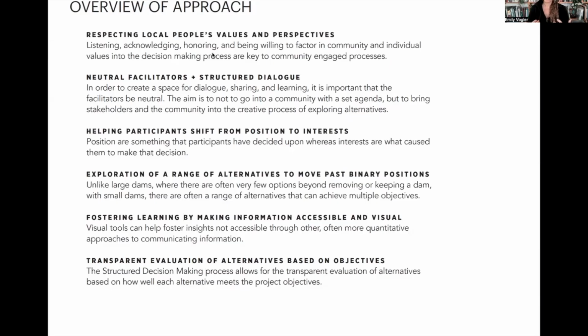And so we did some follow-up research with colleagues that primed different conversations with position-based statements versus interest-based statements. And we found across the board that interest-based conversations lead to greater possibilities in terms of creating the space for creative brainstorming and negotiation. Exploring a wide range of alternatives to move past these binary positions is key.